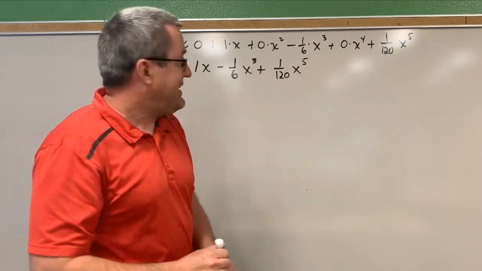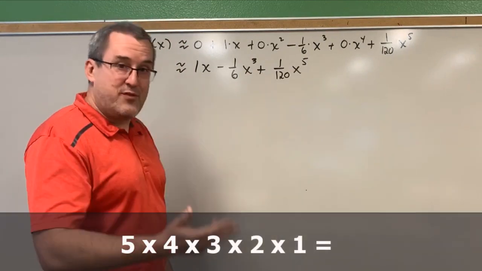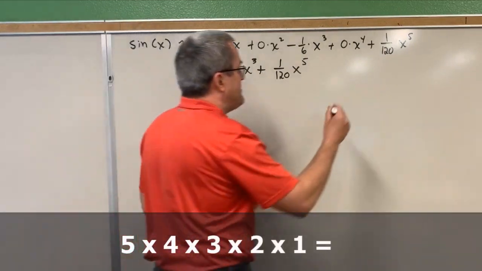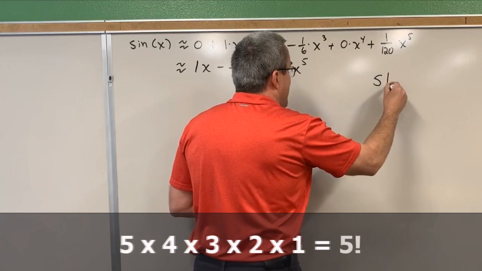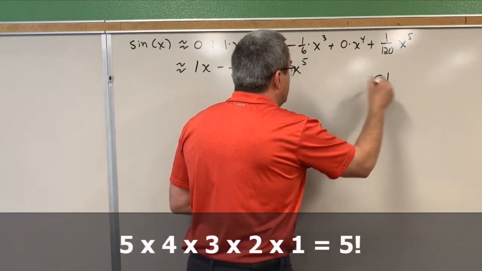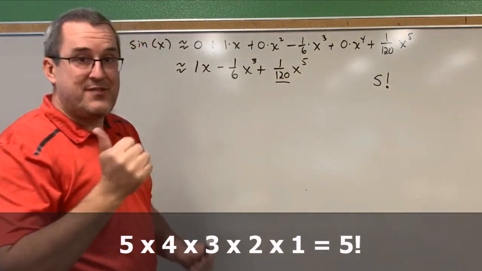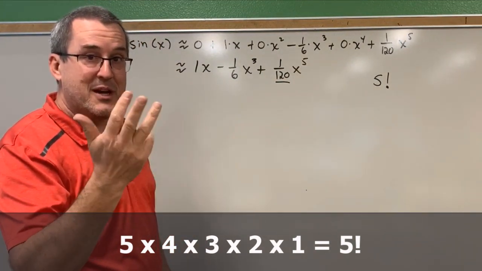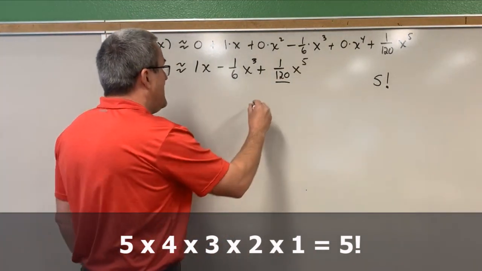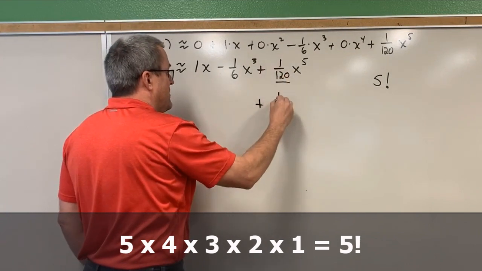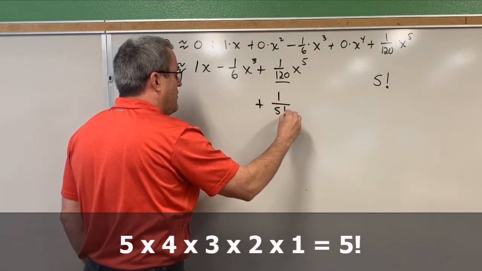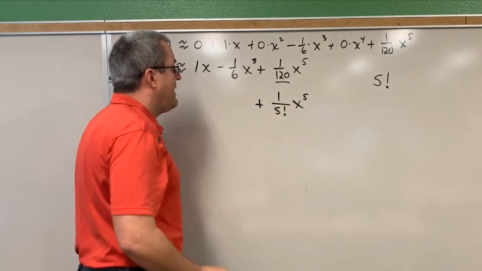There's a mathematical name for that. When you take 5 times 4 times 3 times 2 times 1, that's called 5 factorial. And so what you'll notice here is this coefficient, this 120, is 5 times 4 times 3 times 2 times 1. It's 5 factorial. So we could replace this with 1 over 5 factorial x to the 5th.